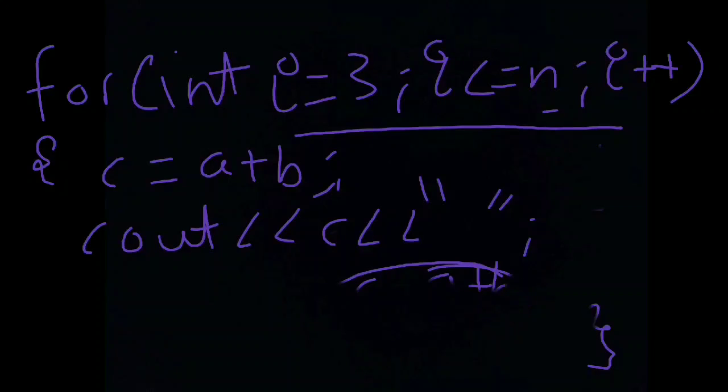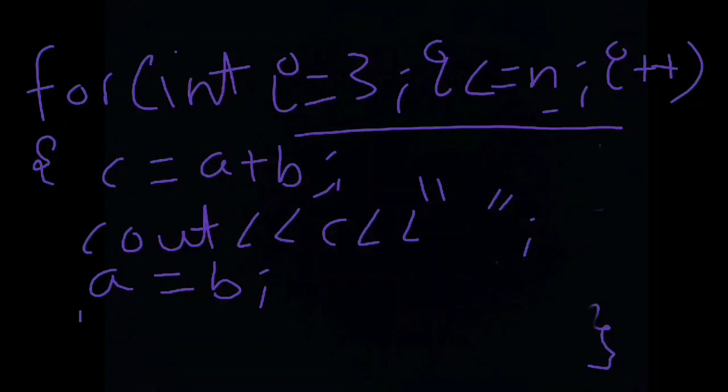I'll write here a = b, and then I'll write b = c, and that is it, guys. That is it for the for loop code. This will print my Fibonacci series up till n terms. I know there might be some problem for you guys to understand this. Now let me explain this in depth.